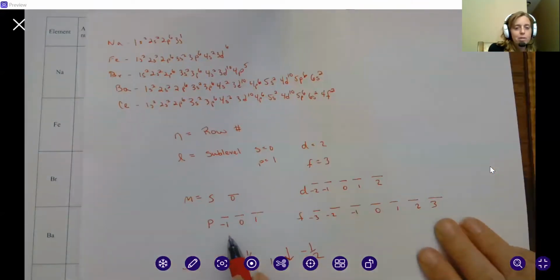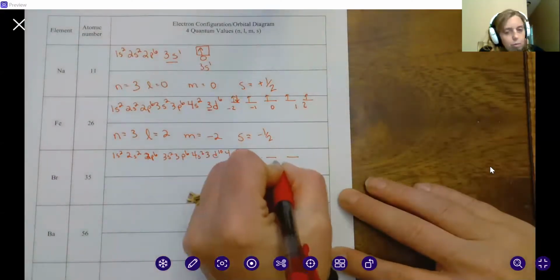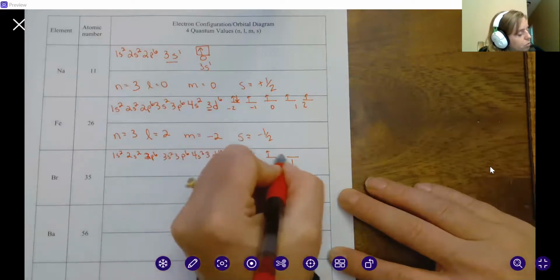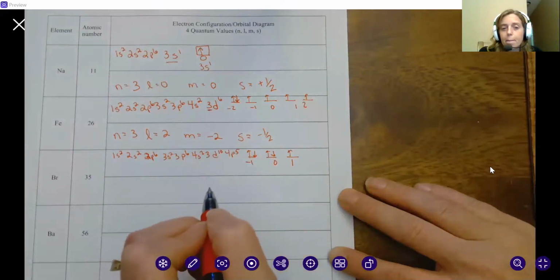The p sublevel has 3 blanks, so it's -1 to +1. Okay, so we're going to go -1, 0, 1. And we're going to do 5 electrons, so we're going to go 1, 2, 3, 4, 5, just like that.